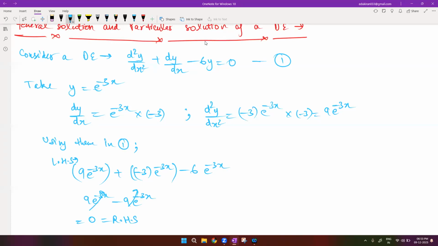It means that this y equals e to the power minus 3x is a solution of the above differential equation. That if you take y equals e to the power minus 3x, then a differential equation that can be formed for this curve will be d2y by dx square plus dy by dx minus 6y equals 0.